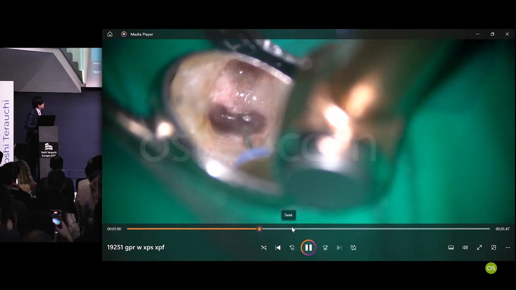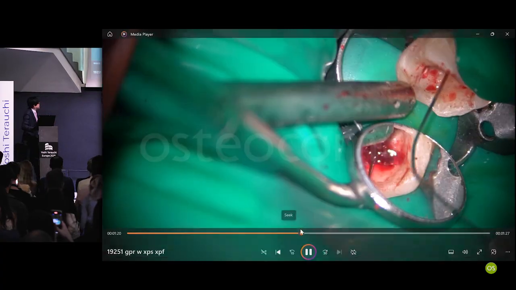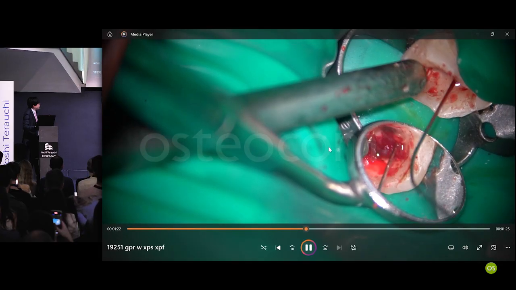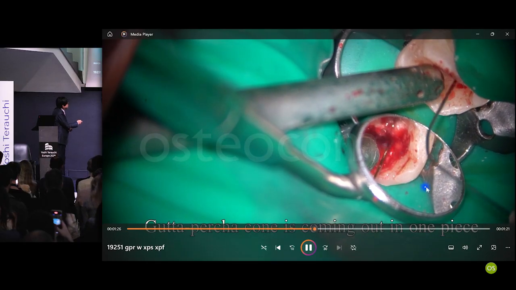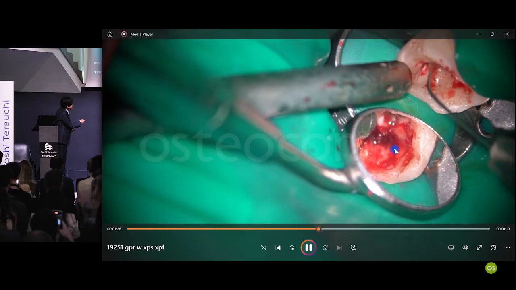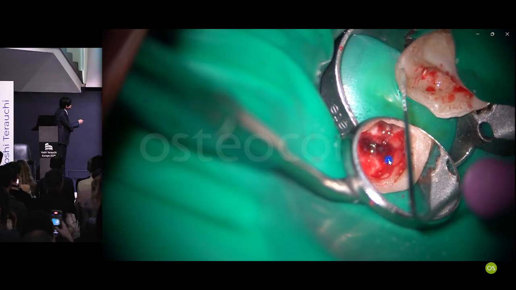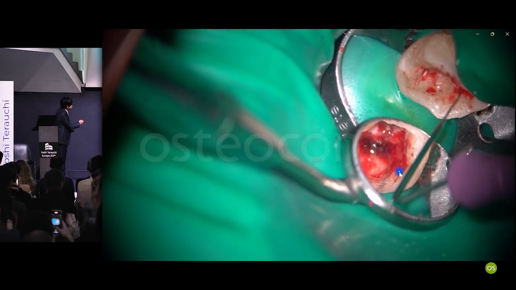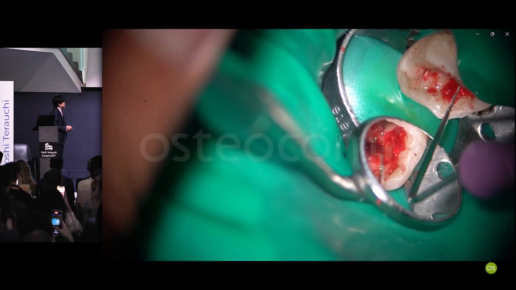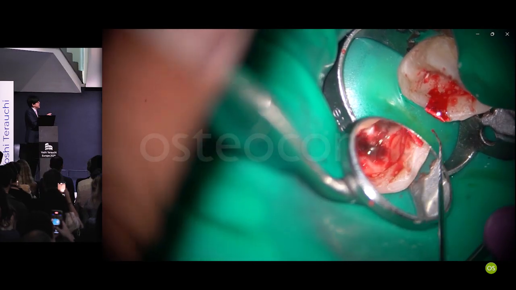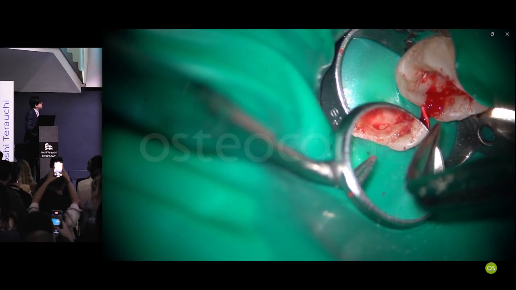Then you need to irrigate the canal with chloroform. Keep irrigating the chloroform. Now I'm touching the periapical tissues. So look what I got. Gutta percha fillings came out from the periapical tissue. This is the gutta percha. Look. So I was successful in retrieving gutta percha pushed into the periapical tissue.